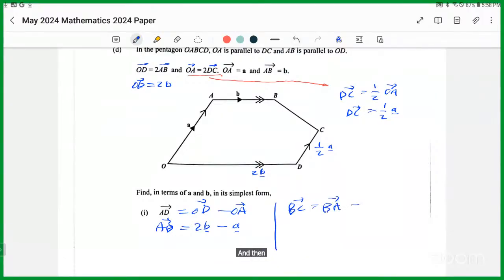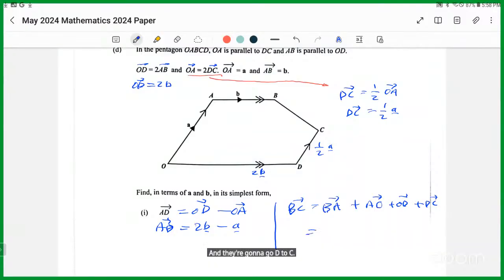And then we're going to go from A to O. We're going to go from O to D. And then we're going to go D to C. Let's put in the values now.